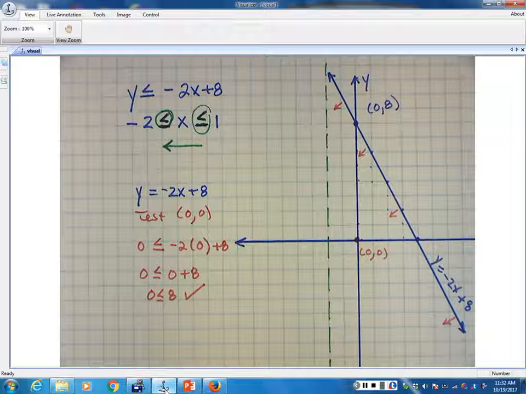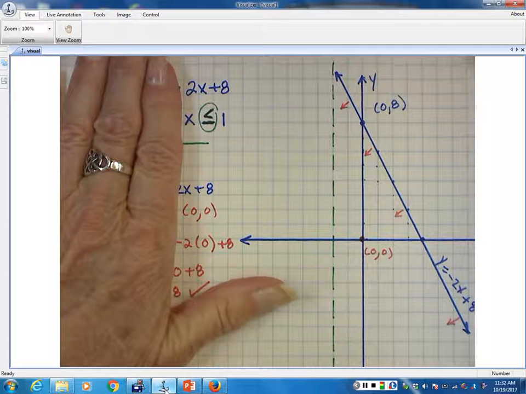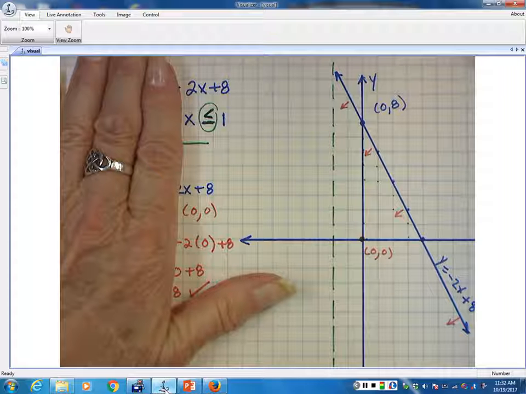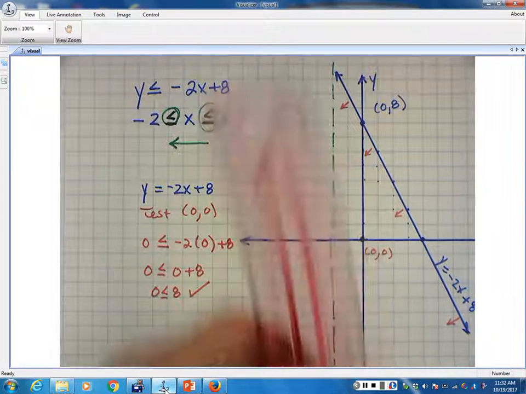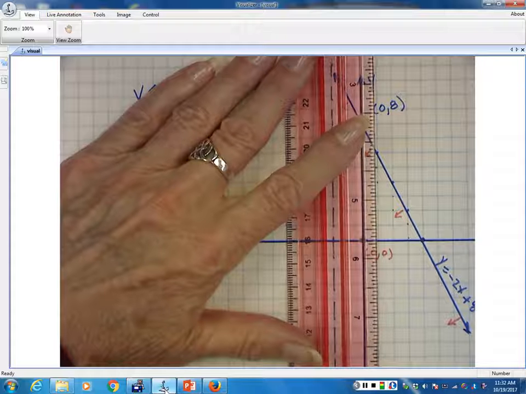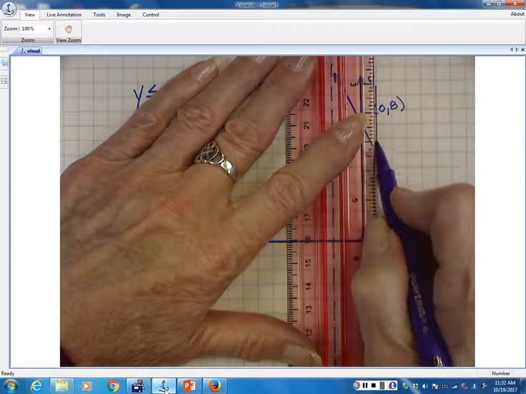Okay. Now, we're going to ignore this part. We're only going to look at x is equal to 1. We know that's also a vertical line through the point 0, 1. This time it's a solid line because it says equal to or less than.